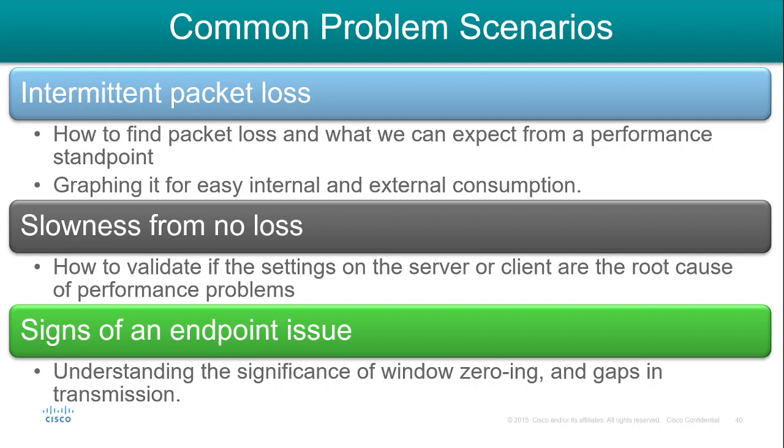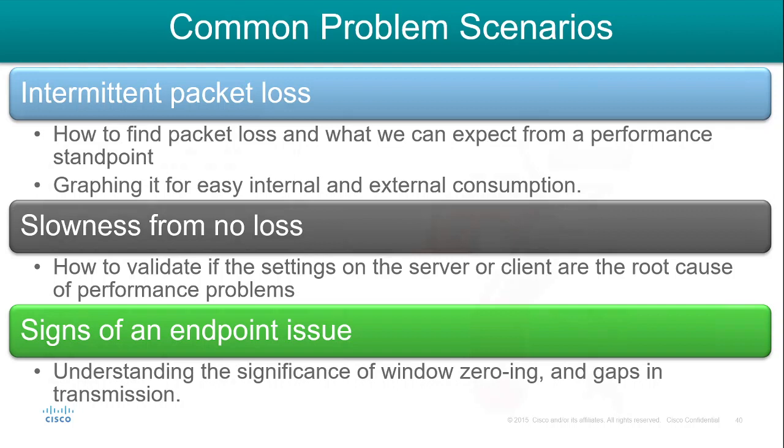Then we're going to focus on what slowness looks like when there's no packet loss. We've actually got two different examples of this. One is how to validate that all of our settings are good and that our potential theoretical throughput, which we covered in the previous section, is very high, but the systems involved simply don't want to use it. So that's something we'll be looking for. And then in signs of an endpoint issue, we'll be looking for some red flags which might stand out and clearly indicate that one side or the other is having problems. That would be things like window zero sizing and just general gaps in the transmission.